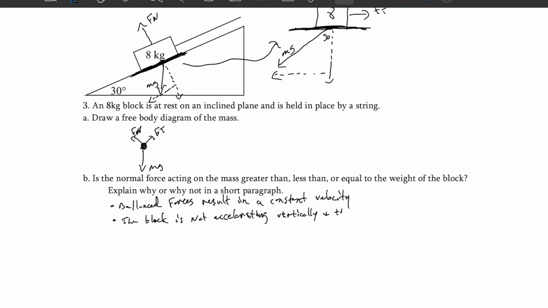The block is not accelerating vertically, and therefore vertical forces must be balanced. So I've applied that fact to this problem. Finally, force normal is balanced with the vertical component of gravity, calculated as mg cosine theta. This demonstrates force normal is less than the weight of the block, because I'm basically saying that it's balanced with just a component of the weight. It could have been written a little bit shorter, but I also wanted to make sure that you understood where I was coming from, the thought process behind it, and the approach.